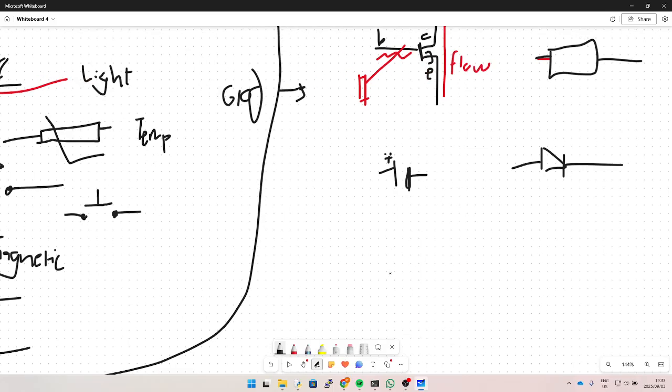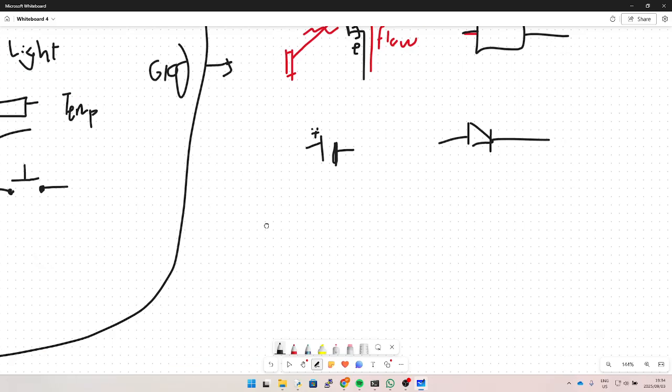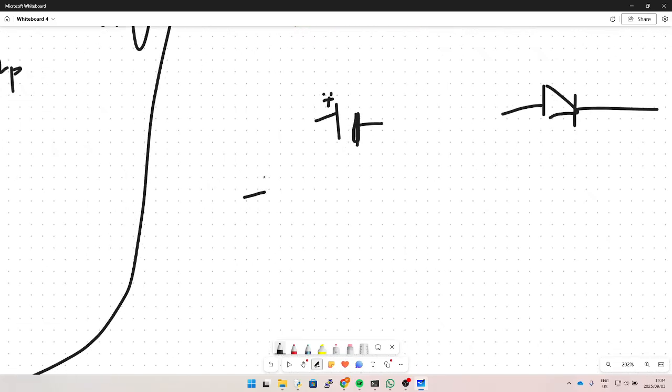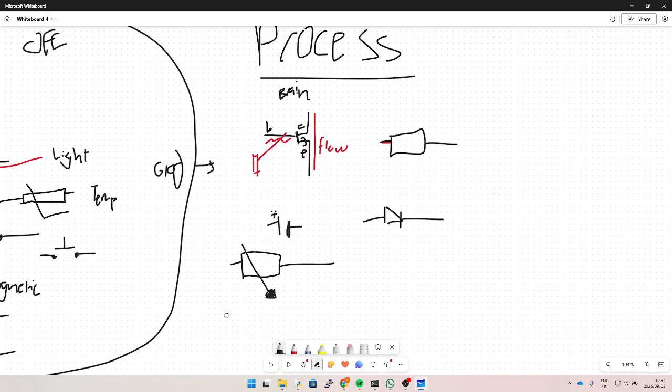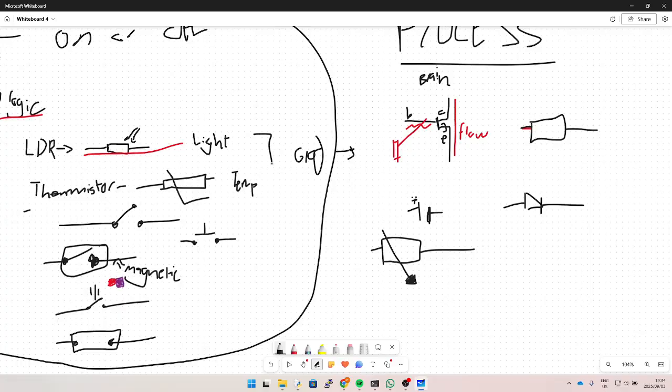Now, for some reason, I don't know why this is under process, but you got a variable resistor known as a potentiometer. This should definitely be under input along with the resistor. But yeah, it is what it is. I'm not the one who made this pack. It lets you manually increase or decrease resistance, meaning it's another form of a variable resistor like these two here.